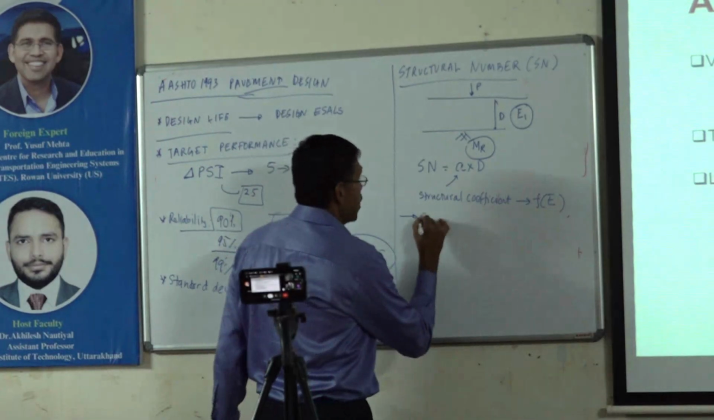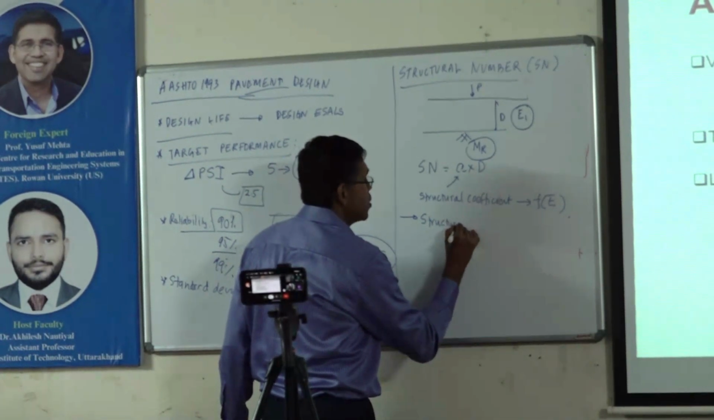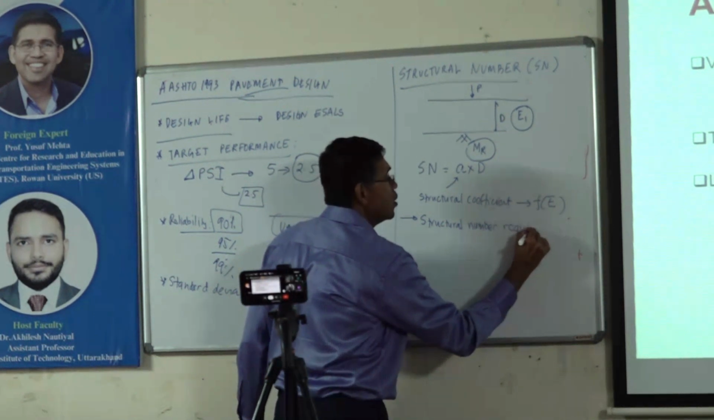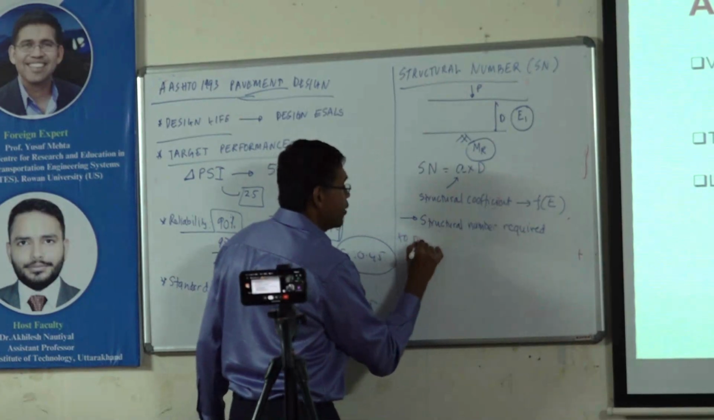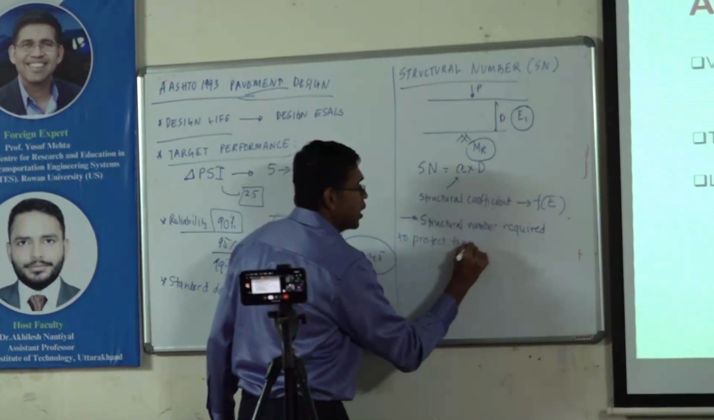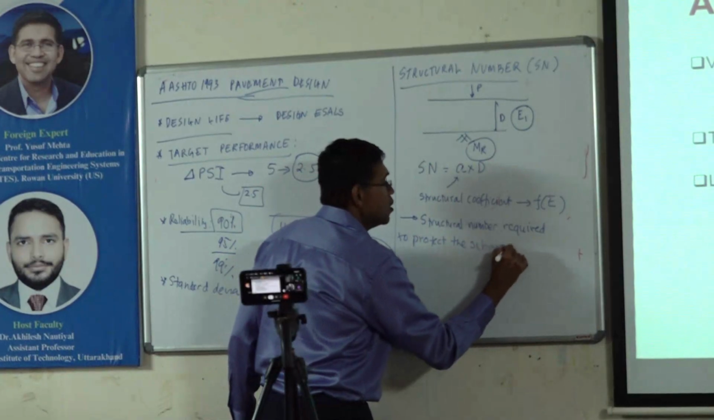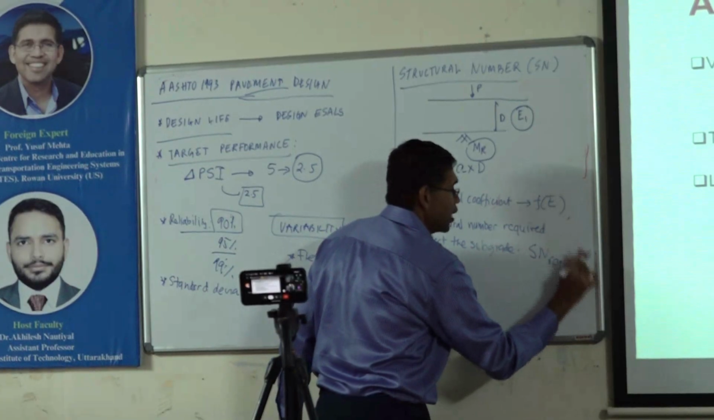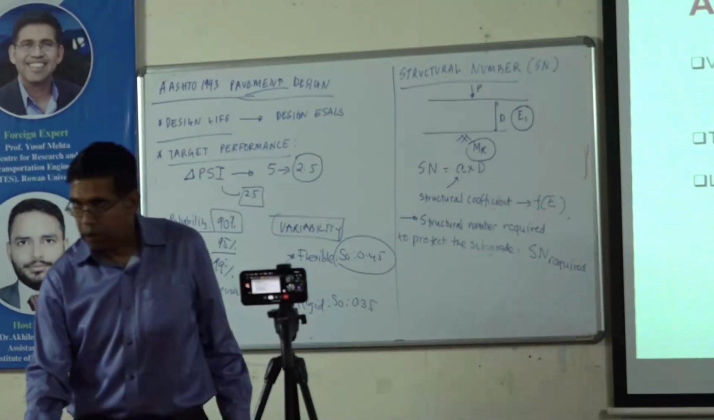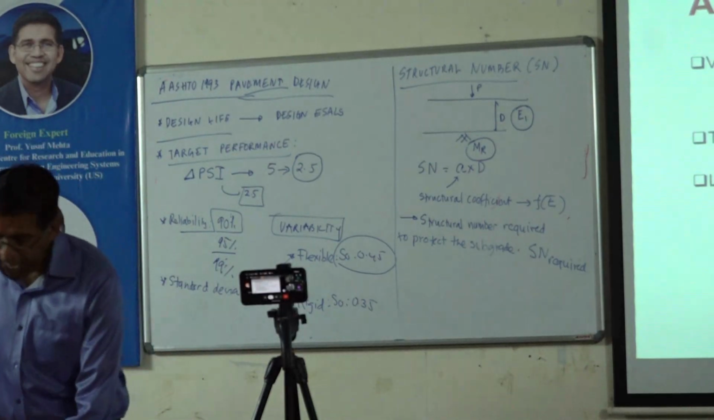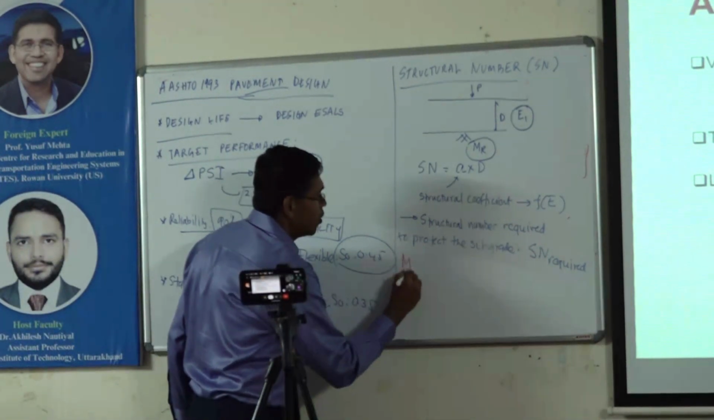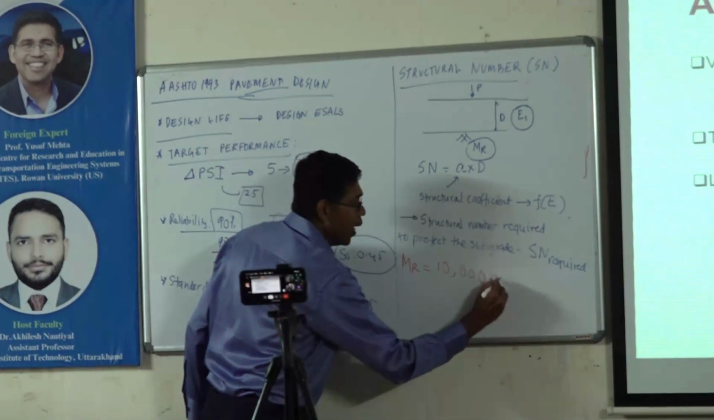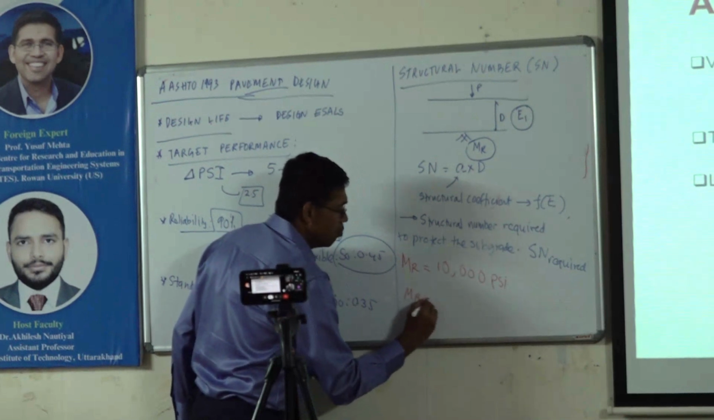So, structural number required to protect the subgrade is called SN required. I'll explain that in a minute. Okay. So what that means is this. If my MR is 10,000 versus my another MR is 5,000, 2,000 let's say.